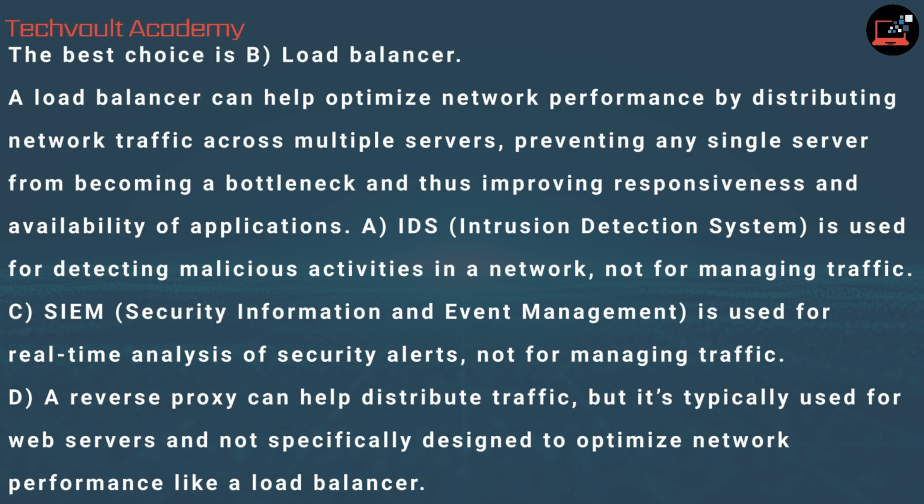A. IDS, Intrusion Detection System, is used for detecting malicious activities in a network, not for managing traffic. C. SIEM, Security Information and Event Management, is used for real-time analysis of security alerts, not for managing traffic. D. A reverse proxy can help distribute traffic, but it's typically used for web servers and not specifically designed to optimize network performance like a load balancer.